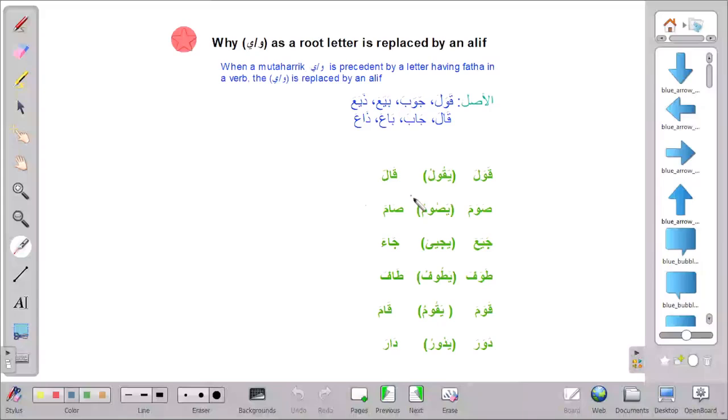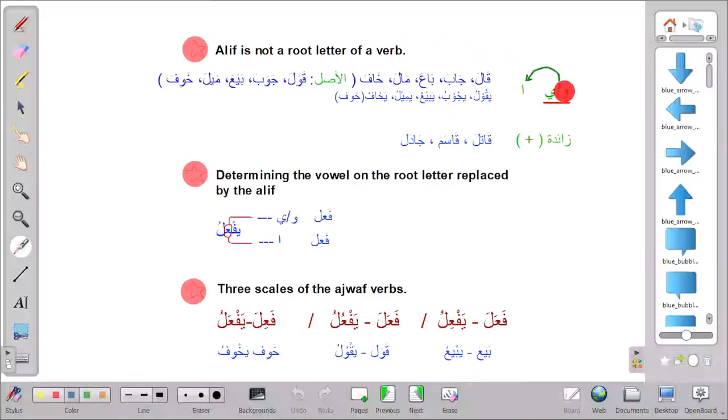Here we are having here why. So here, if you can see, we said it was initially in the Madi. If the Madi is, let's say, Kola, Jaba, Ba'a, Mala, Khafa, we said the Alif was replaced by a Waw or a Ya. Or rather, the Alif is in the position of what was initially a Waw or a Ya. I hope that is clear.